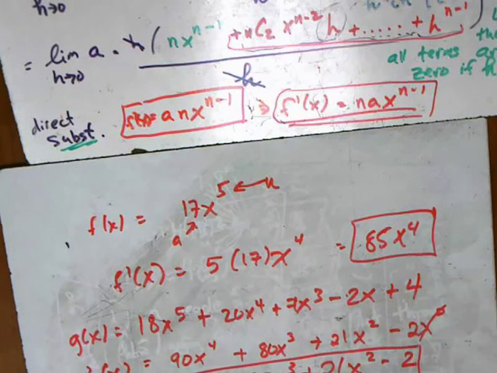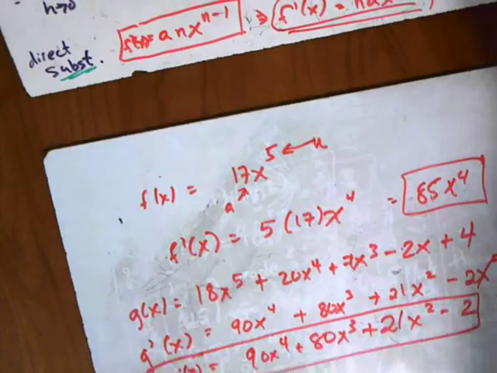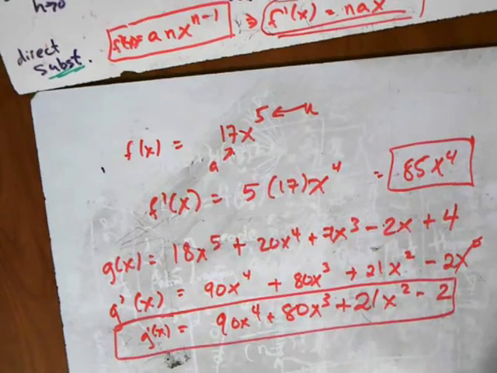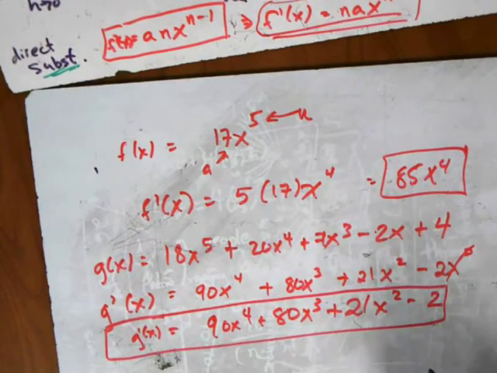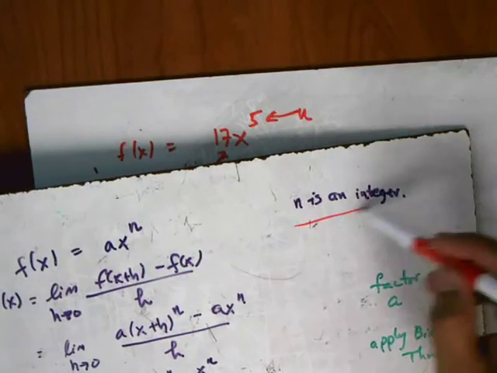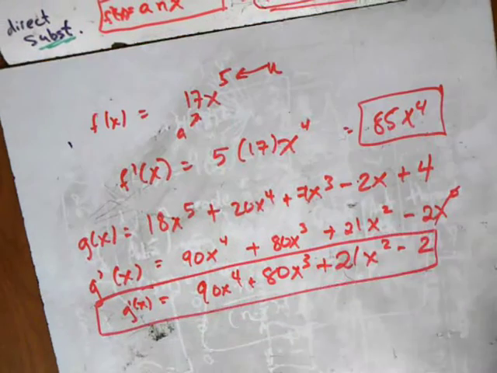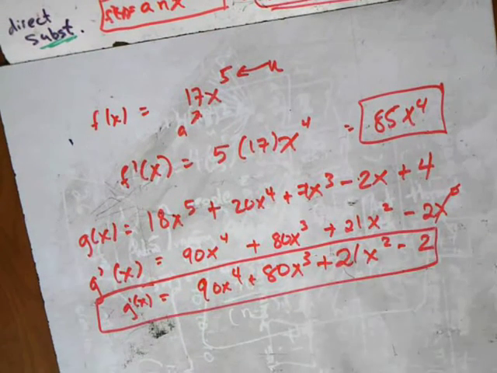This is more than just a shortcut. What we did here was a proof, and we know that this works for all powers when n is an integer. It turns out it works for non-integers as well, but we didn't prove that here today. And we can apply this very rapidly.